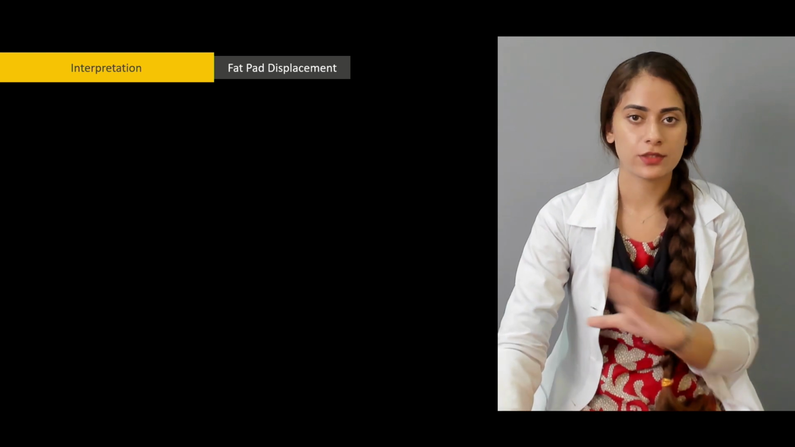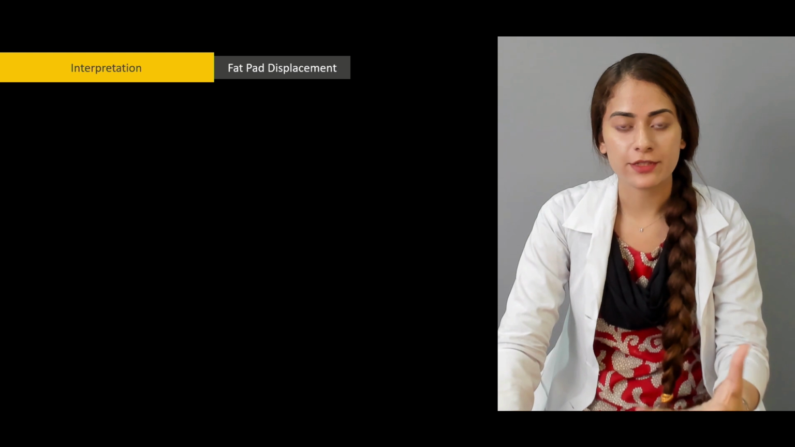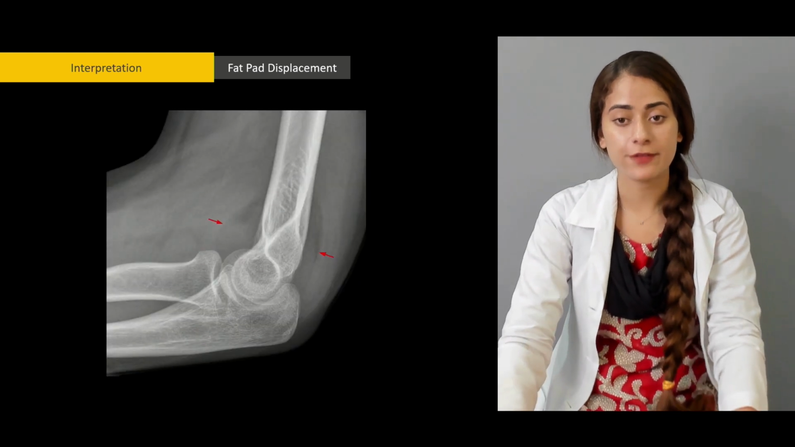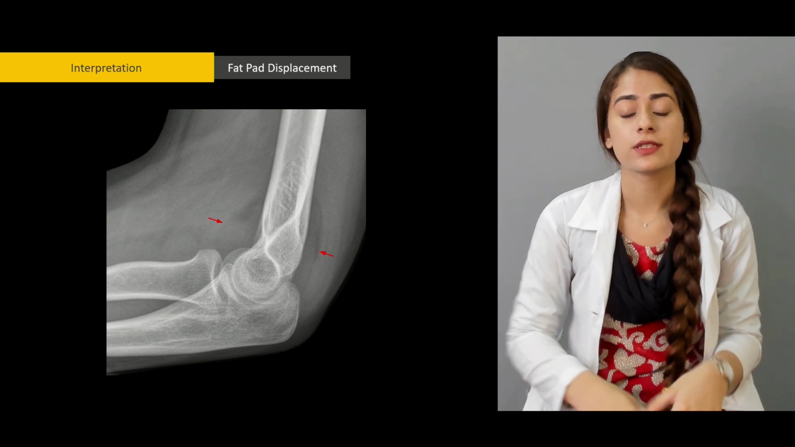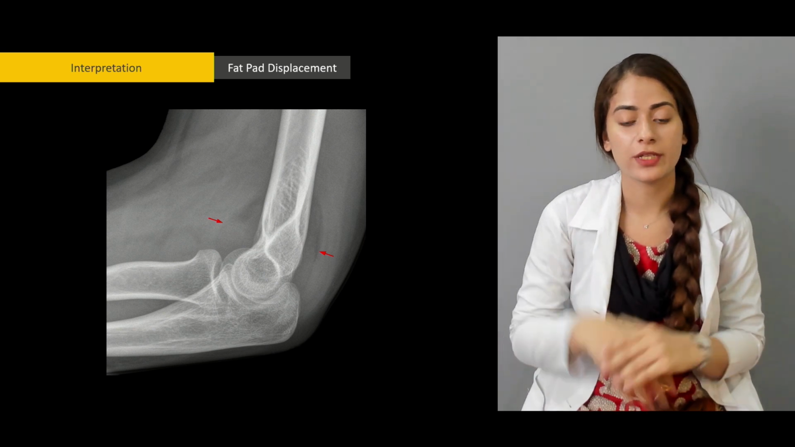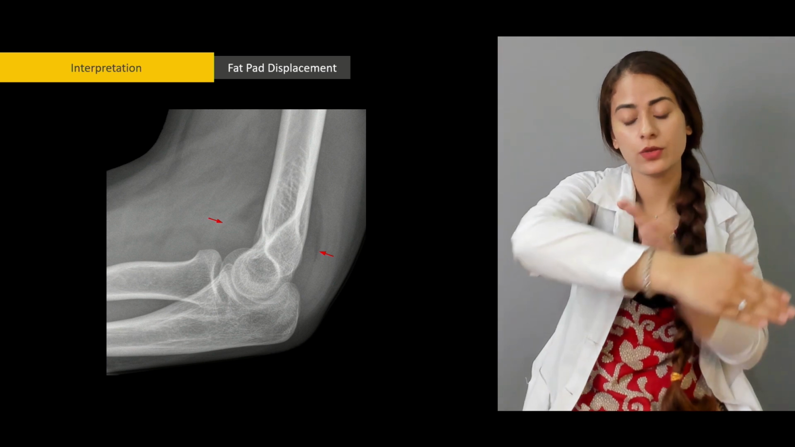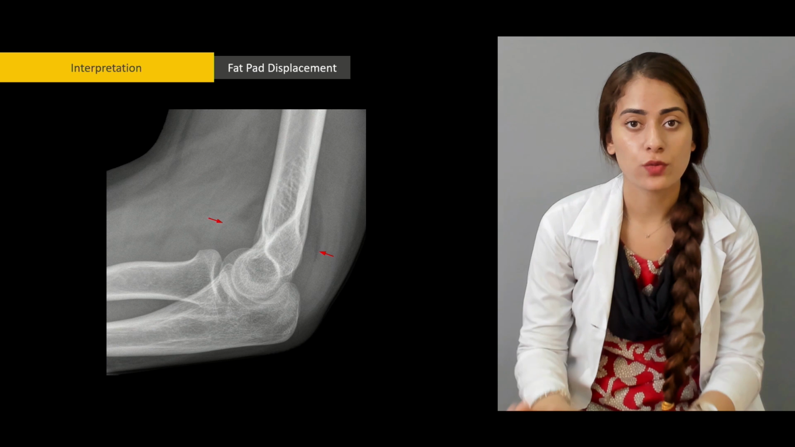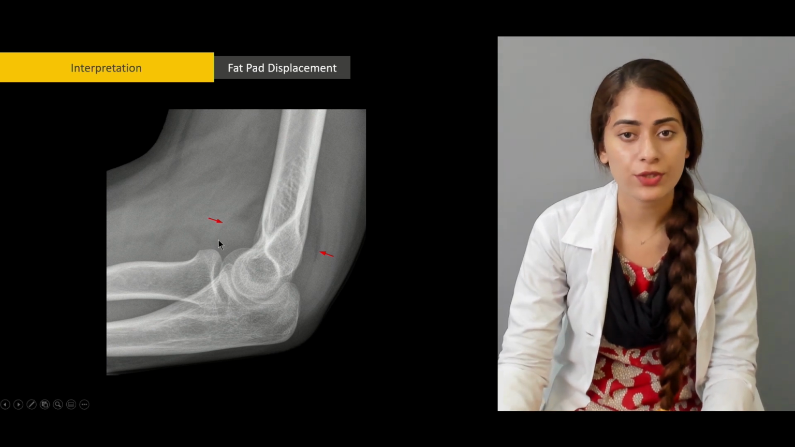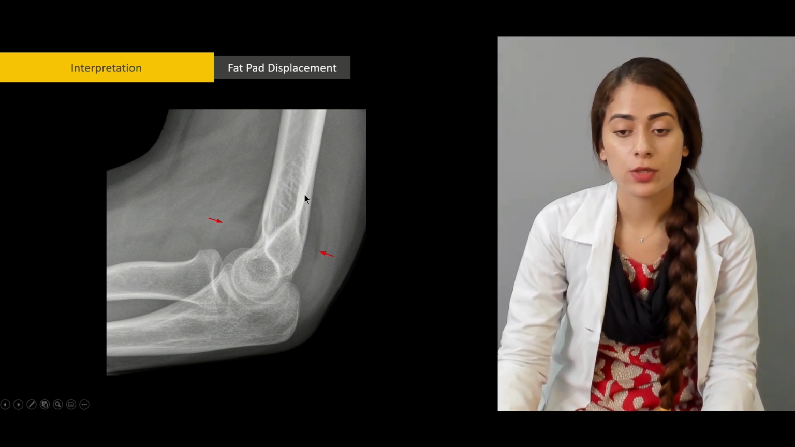So now let's talk about fat pad, which we have discussed a little bit. Now we're going to go directly to the X-ray and see how they appear. Like I said, fat pads are visualized using the lateral view. So this is the lateral view, and if we take this lateral view, then we can actually visualize the fat pad. So this is an anterior fat pad, and this is a posterior fat pad.